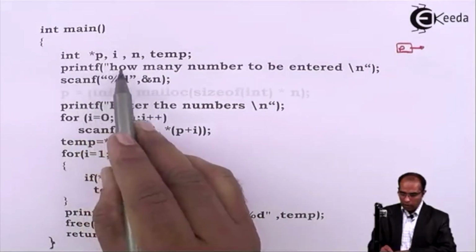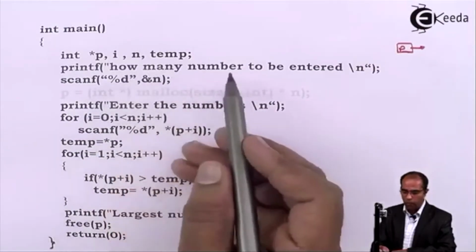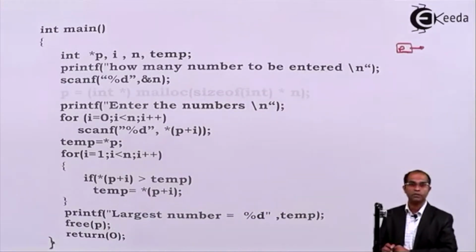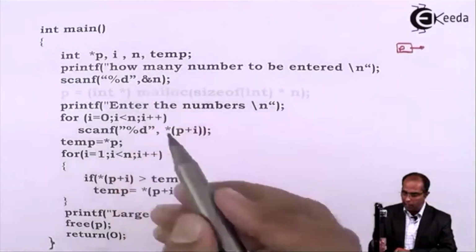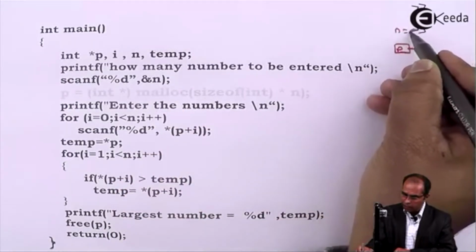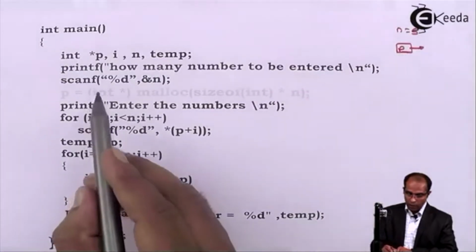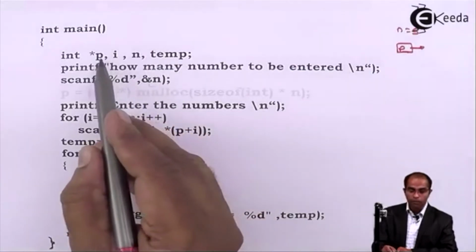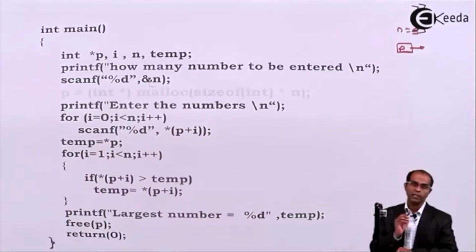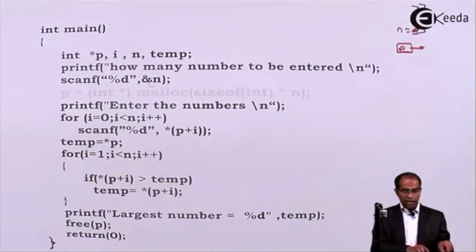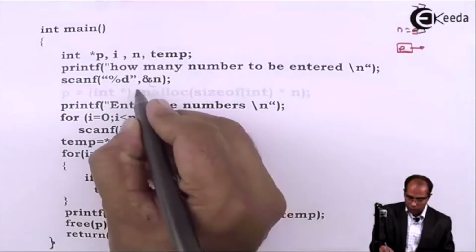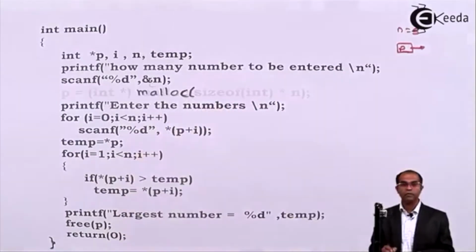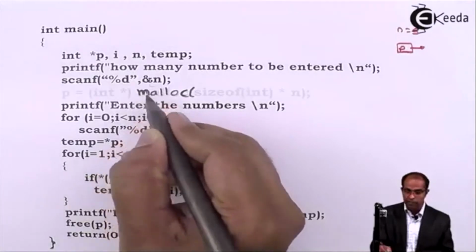Now, how many numbers are to be entered? Let us ask for the requirement. We'll ask the user to enter the number of values. The user says that he has n requirement, suppose n is given as 5. If n is 5, then I have to allocate memory for this pointer to store 5 values. When I say that I have to allocate memory, the instruction which is responsible for doing that is malloc. We allocate memory during runtime, hence it is malloc.